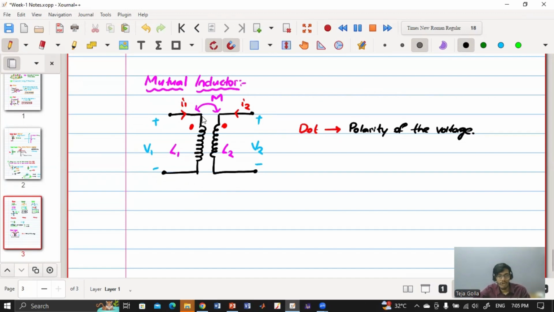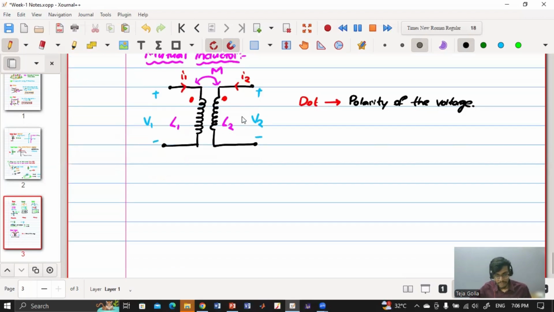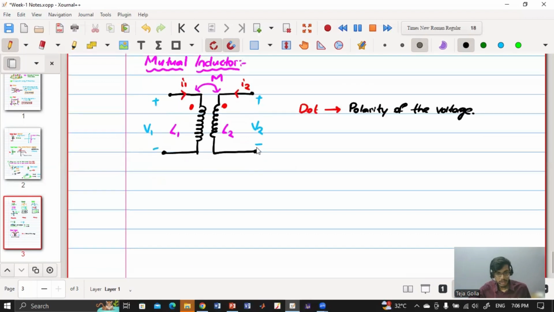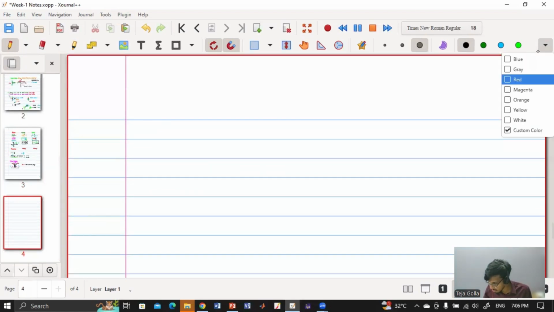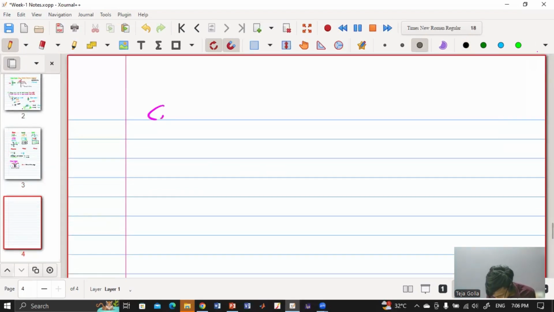We can have two or three cases. In one case, current is entering the dot. In another, one current is entering the dot and one is leaving. In the third case, both currents are leaving the dot. If both currents are leaving or both are entering, they are the same. So basically we'll have two cases. I'll consider these cases on a new page. Here we have case one.